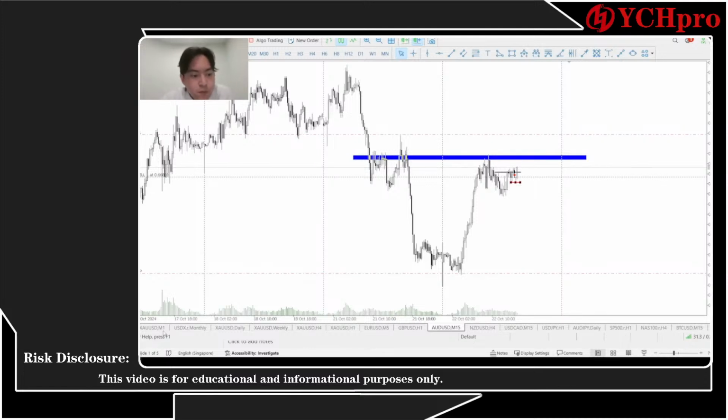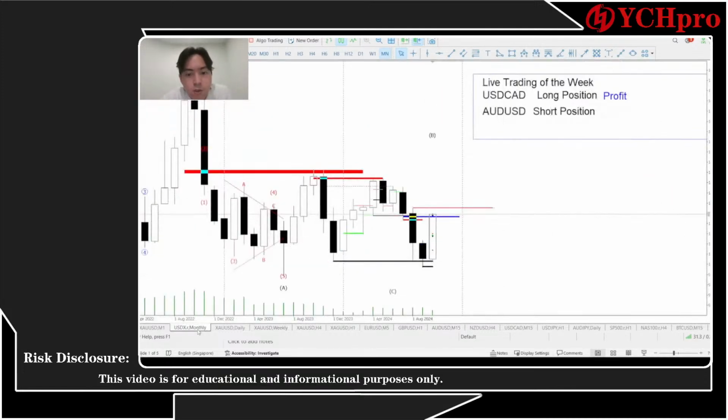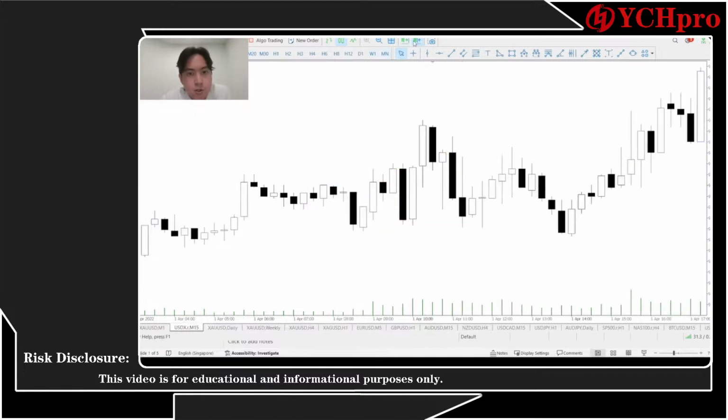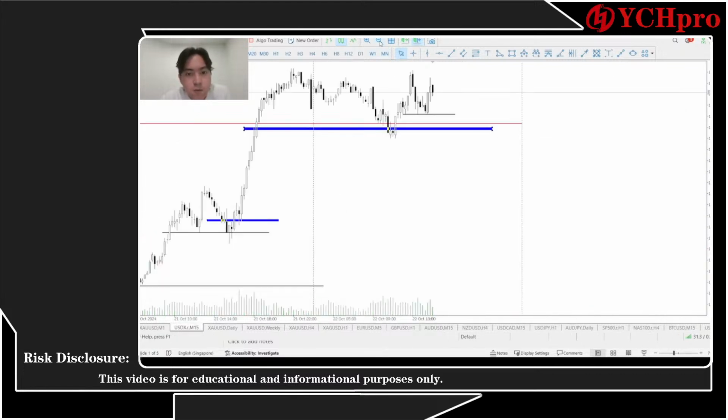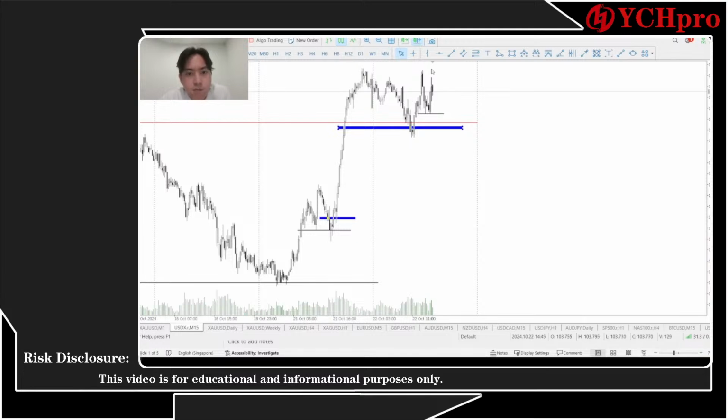Okay, dollar index is going lower. There's a chance. Is it? Not really. It's continue going higher.